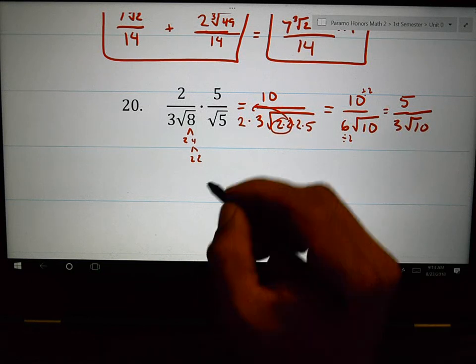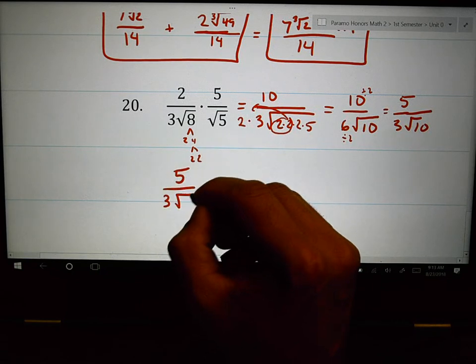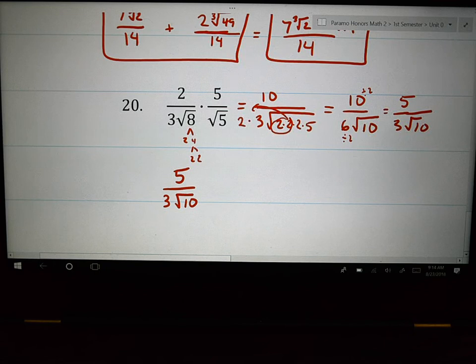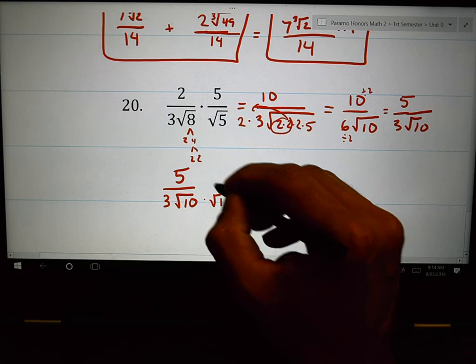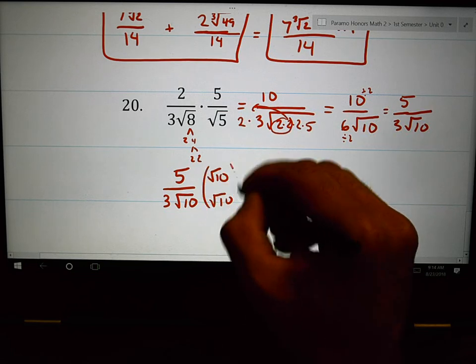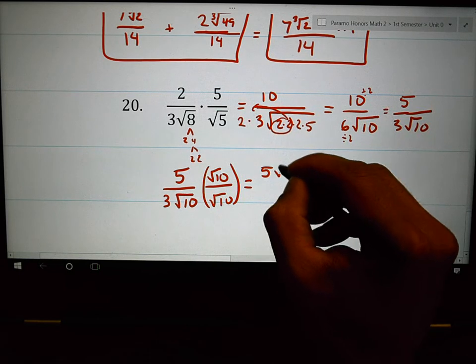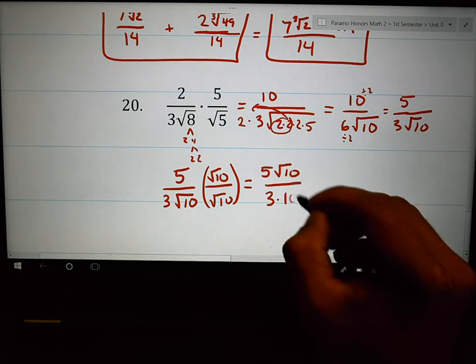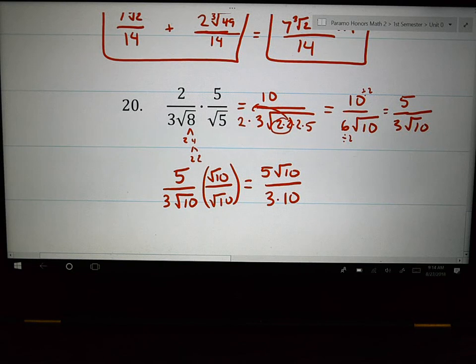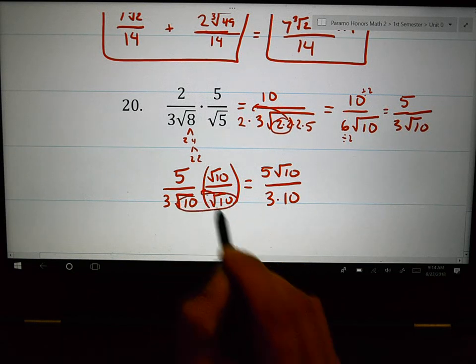But what I'm going to do next is I'm going to rationalize it because I have a square root or a radical in the denominator. I need to get rid of that. I'm going to multiply by root 10 over root 10. These 10s, there's a pair, so it's going to pop out. I'm just going to write 10 like that.